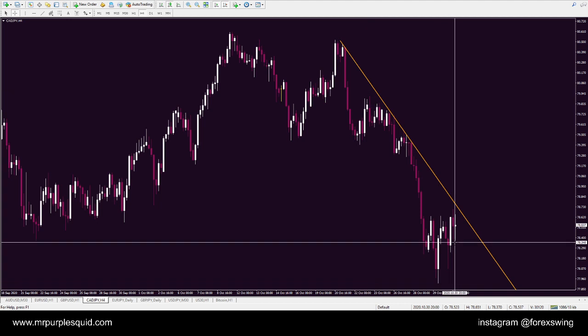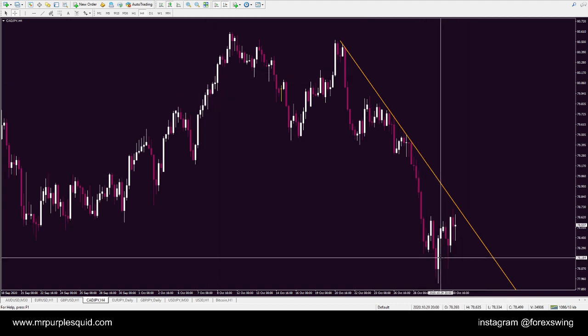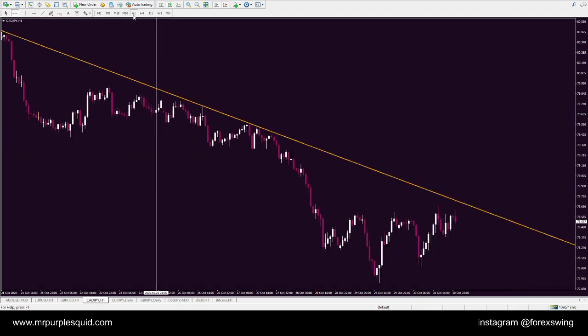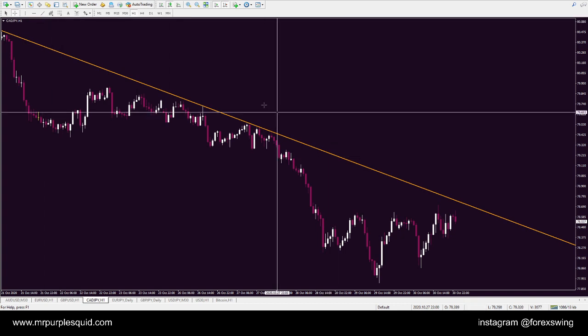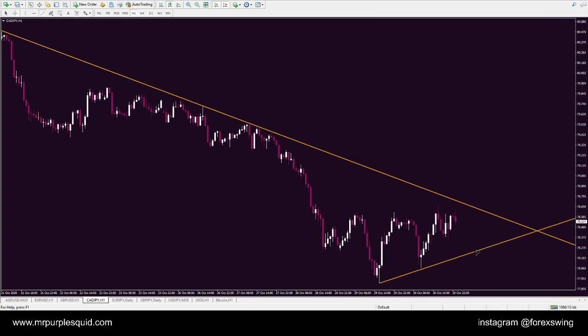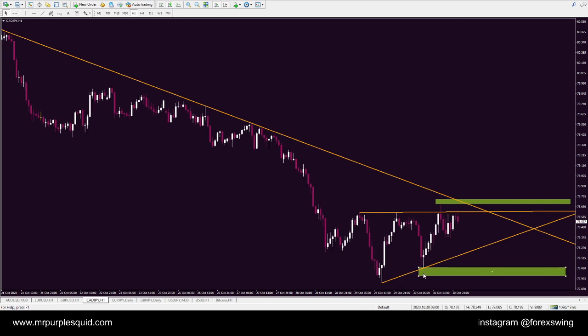H4, clear bearish trend. Found some support down here. H1, so again, clear triangle. You guys need to be able to spot these. So for me, for this triangle's sake, I would definitely take a buy if I get a strong break of this high. Also, I would definitely take a sell if I get a break of this low.